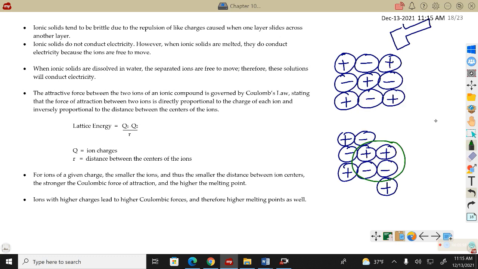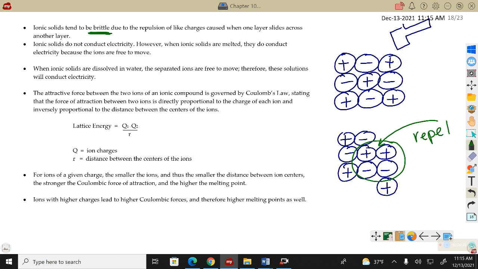Uh-oh, we've got areas now where there's like charged ions, and they will repel. And that repulsion then makes an ionic solid brittle when I apply pressure to it. Whereas maybe a metal, I can pound a metal and it changes shape and form. That's not the case with an ionic crystal. It'll be brittle, it'll crumble.